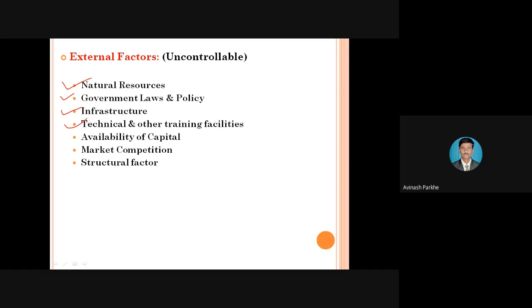Other training facilities means, whatever the industries converting the raw material into finished goods, sometimes the workers are unaware about the new technology. The supervisors are also unaware about the new technology. Management is also unaware about the new technology. So for that purpose, what do we have to do? We have to take some trainings from the governments or some other resources.